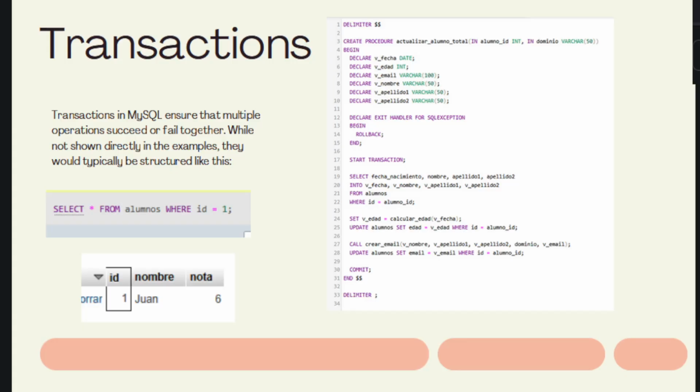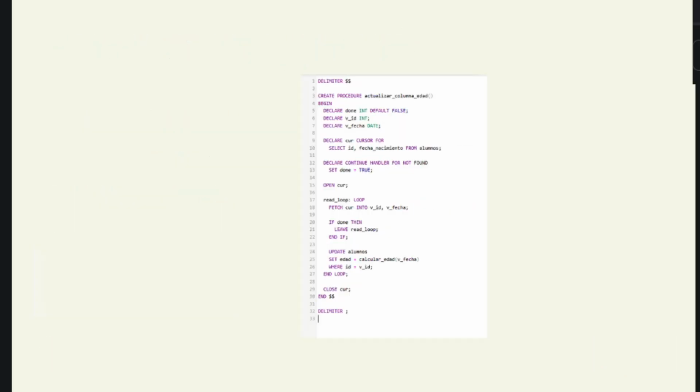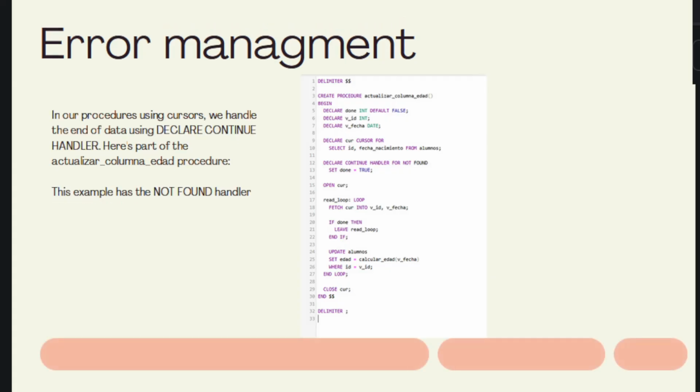What about error management? Error handling in MySQL is often done with handlers. For example, in the actualizar columna procedure, we use a declare continue handler. Then we can see right here to stop looping through a cursor when there's no more data to fetch. And this is the last code that we can put in MySQL for the example to be okay.